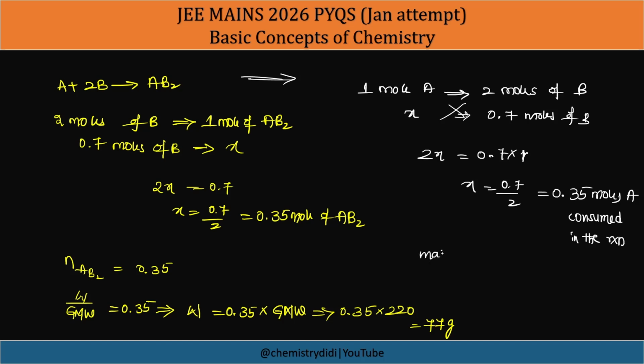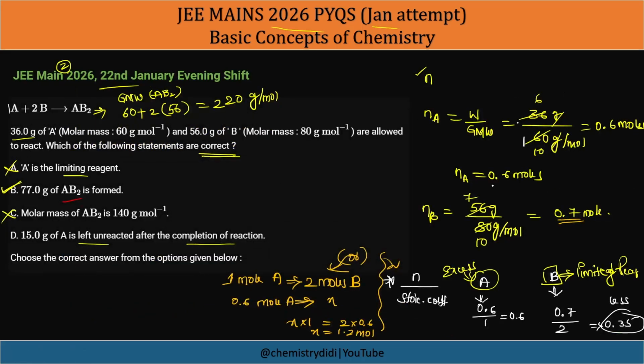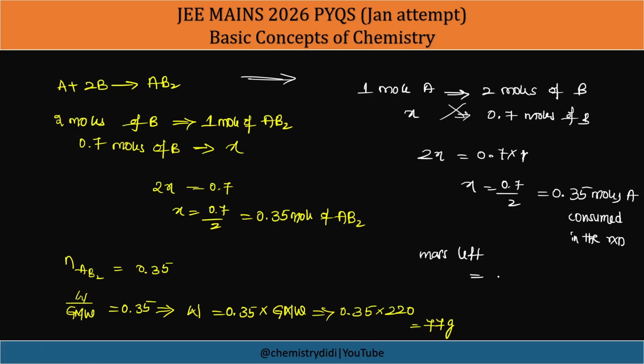So how much mass is left? How will you find this? Tell how many moles were there initially for A. For A, 0.6 moles are there, and how many moles got reacted? 0.35. So if you subtract this, you will get 0.25 moles, right? This is not the mass left. This is the remaining moles of A. So here you have got the number of moles which remained, which is 0.25. From this you can find how much mass is left, right?